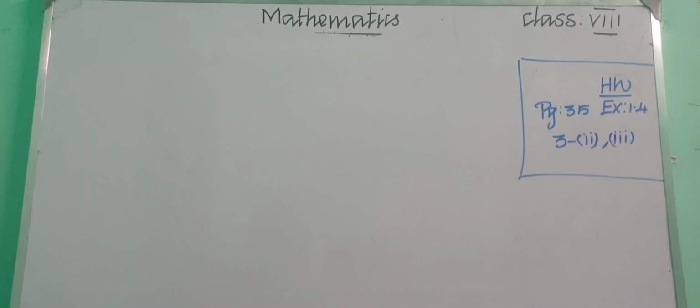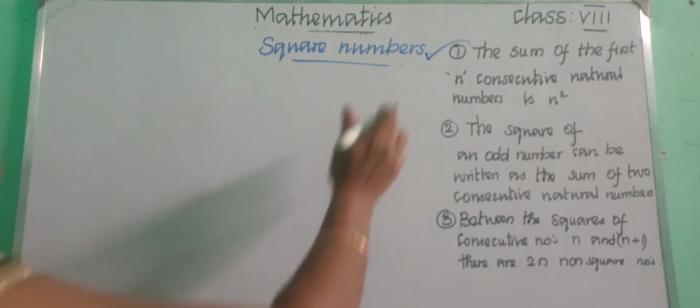Now today's homework. Your homework is from page number 35, exercise 1.4, questions 2 and 3. Okay, children, do your homework properly. Okay, thank you. Okay, children, we have completed the first one.